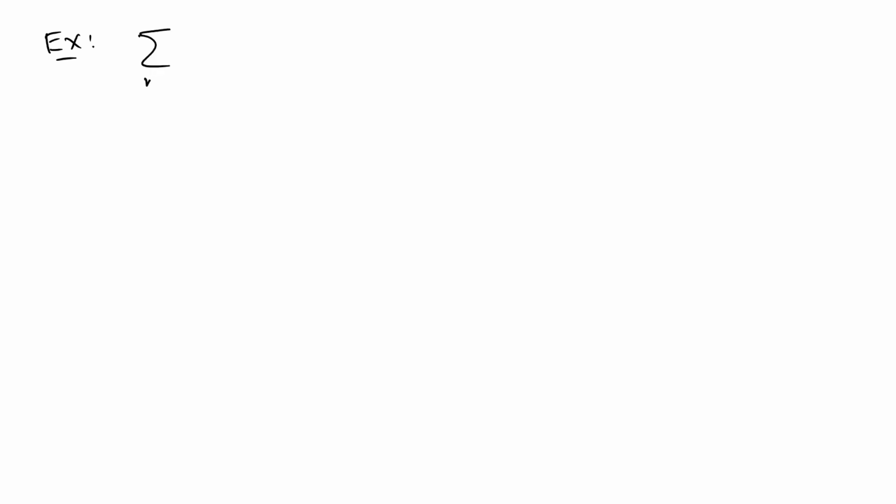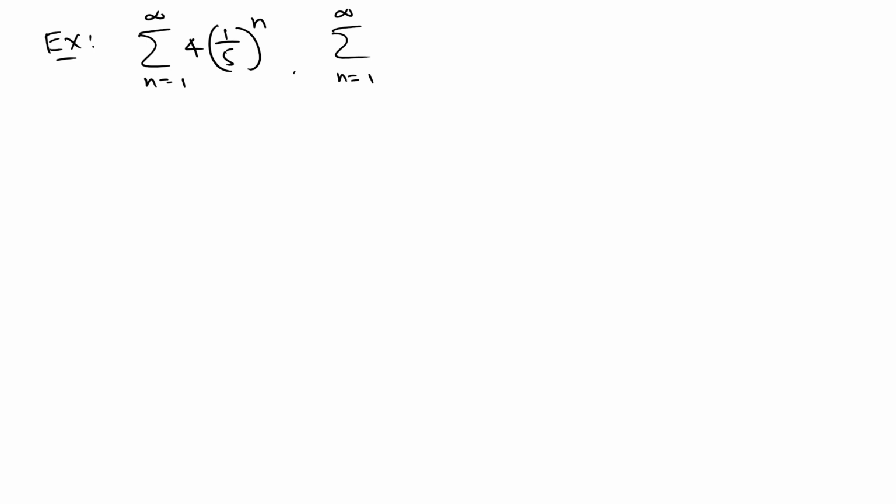Sigma n going from 1 to infinity for 1/5 to the nth power. Here it is very clear. r is simply 1/5, and it is less than 1, so it has to converge. And a problem like this, sigma n going from 1 to infinity.